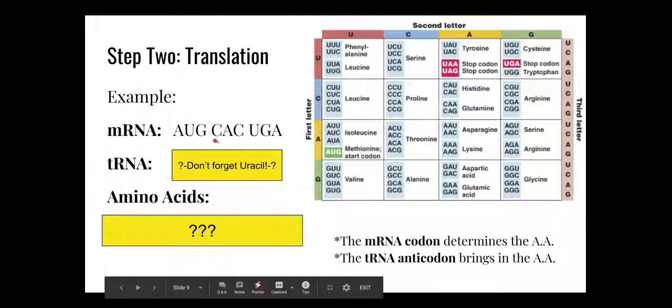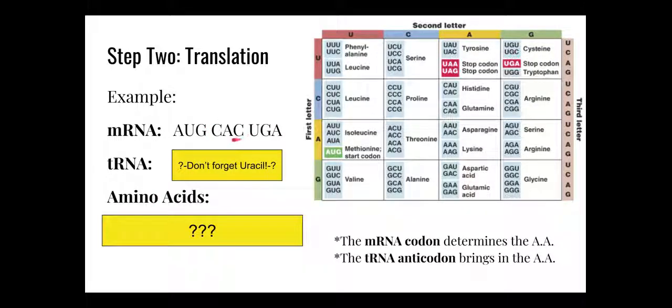For our second amino acid, we're going to look at our second codon, our second set of three nucleotides. Again, we're still looking at our mRNA, not our tRNA. We're looking at our mRNA.